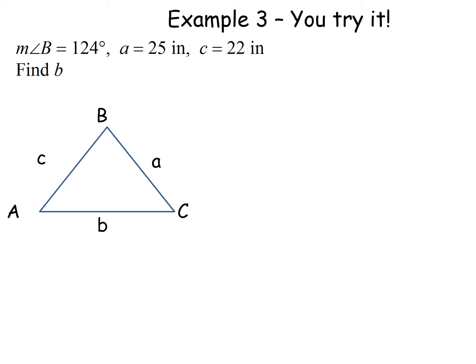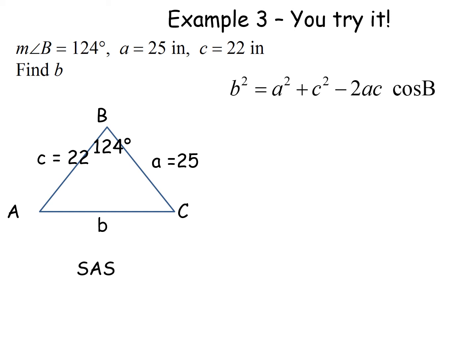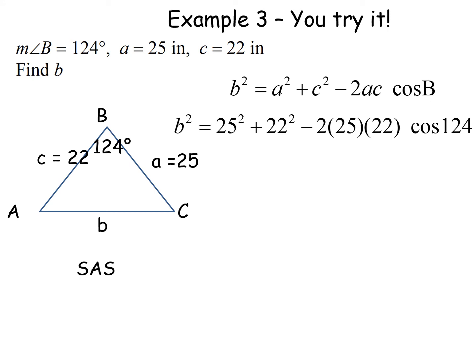All right, let's see if you did it right. So I'm going to write in what I know. I know b is 124, a is 25, c is 22. I have a side angle side configuration, which clues me in that I should use my law of cosines. I'm given angle B, so I'm going to set this up to find side b. Plug in everything I know.